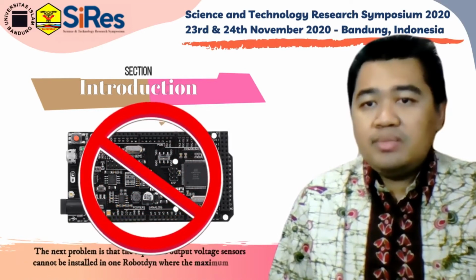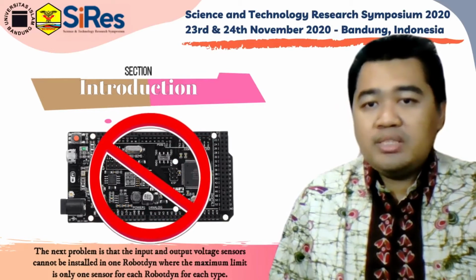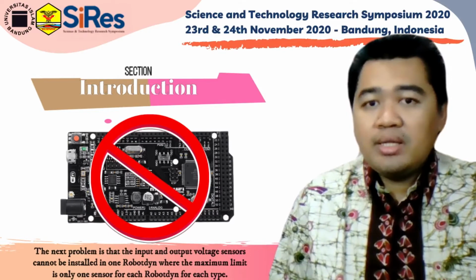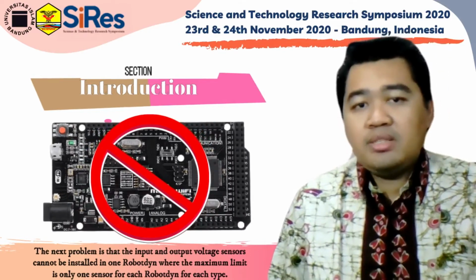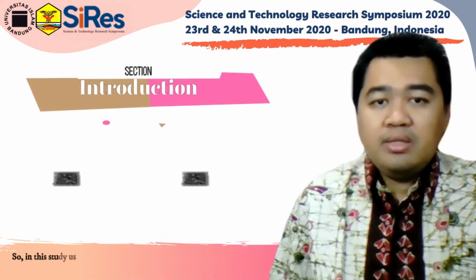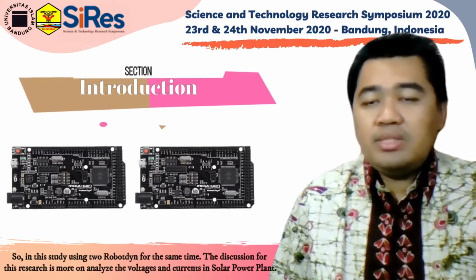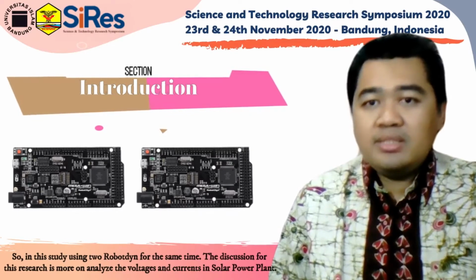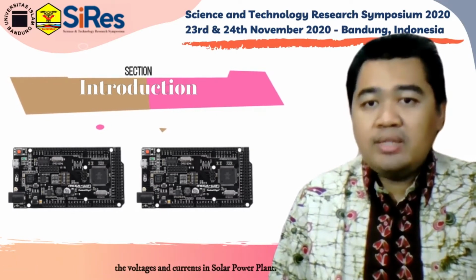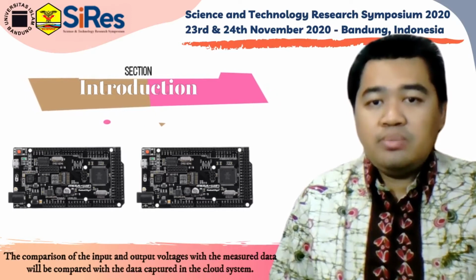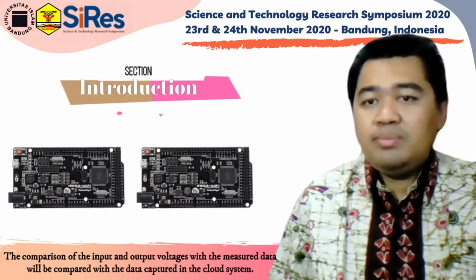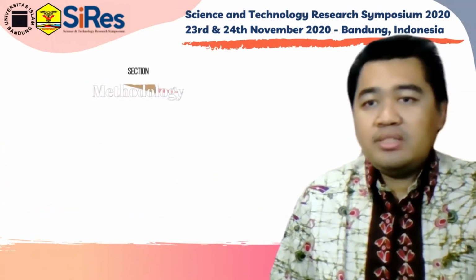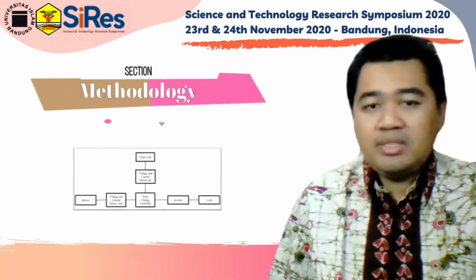The next problem is that the input and output voltage sensors cannot be installed in one Robotdyn, where the maximum limit is only one sensor for each type per Robotdyn. So in this study, we use two Robotdyn at the same time. The discussion for this research is more on analyzing the voltage and current in the solar power plant. The comparison of the input and output voltage with the measured data will be compared with the data captured in the cloud system. So next we go to the methodology of this research.